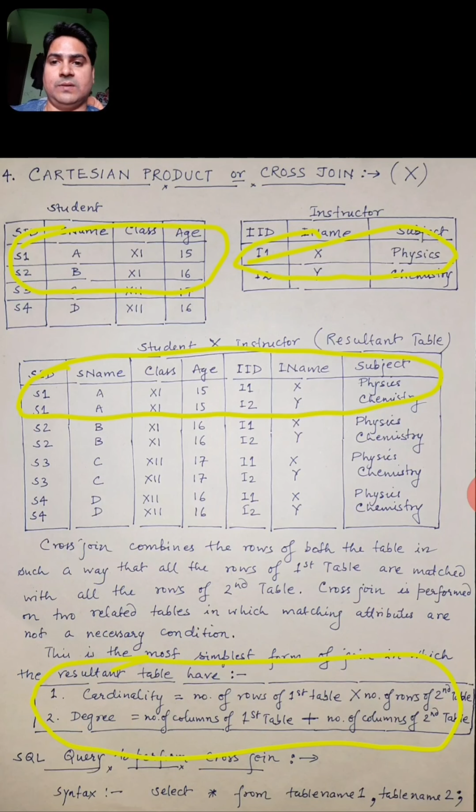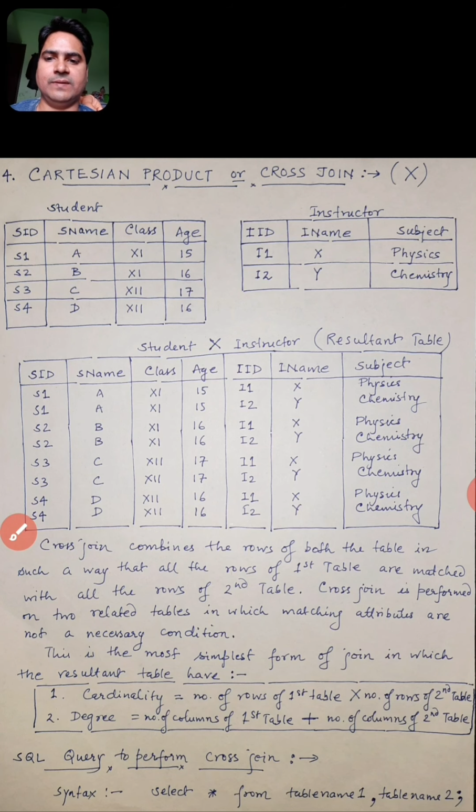See that the matching of the first table is done with the second table. Then the total number of rows matched from both the tables is 4 into 2, that is 8. 8 rows are obtained. You can see clearly in this figure, the resultant table figure here. There are 8 rows in total. It is the simplest form of join. There is no condition in this join.